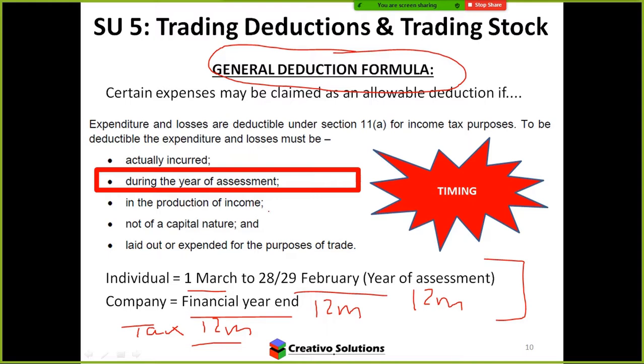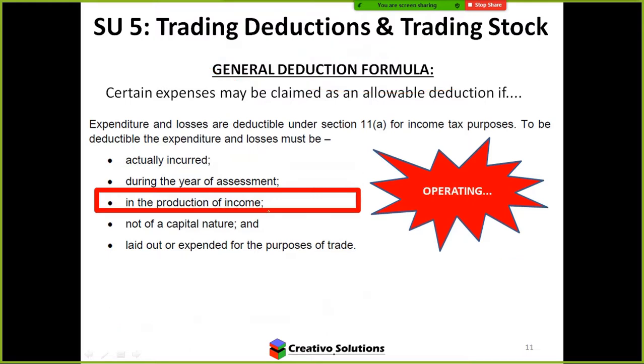Make sense? Okay. Next one, it must be in the production of income. In other words, it needs to be used somehow to produce income. If I bought flour to bake cakes, would the flour be considered in the production of income? Yes, it would. Let's assume I was renting out a factory to bake the cakes. The rent for that factory, would that be in the production of income? Yes, it would. Right, and that's very important.